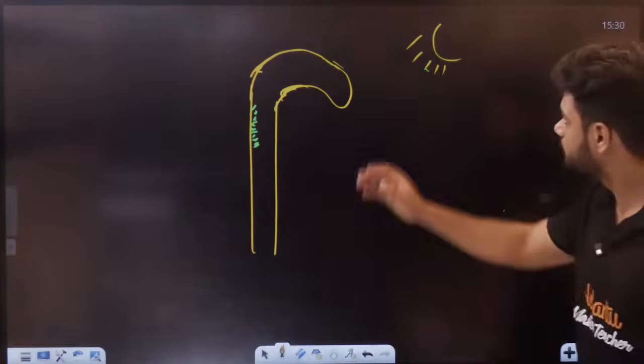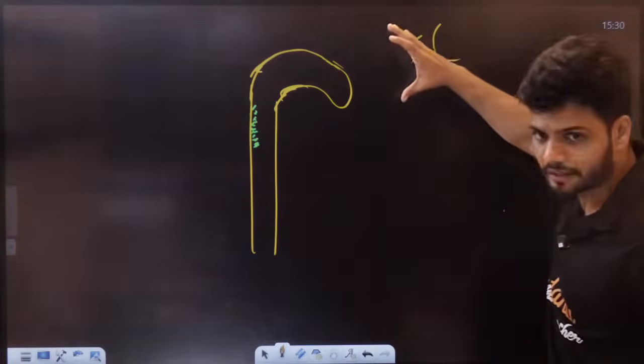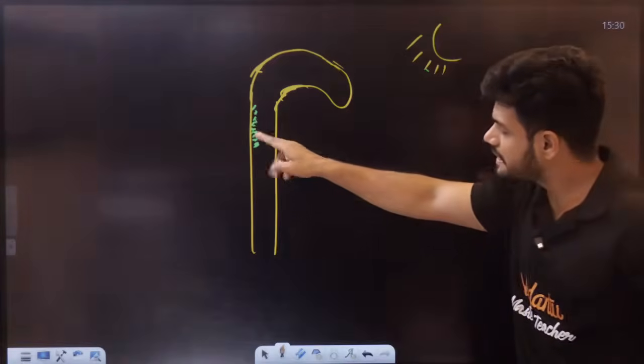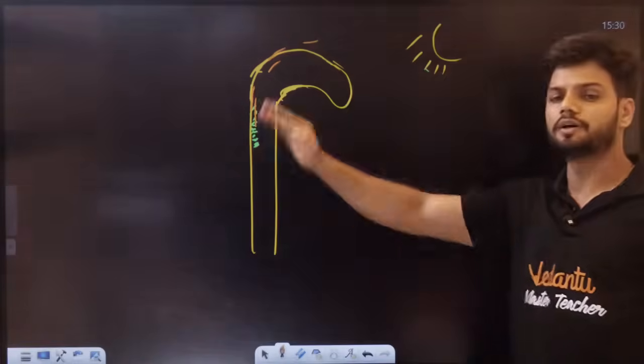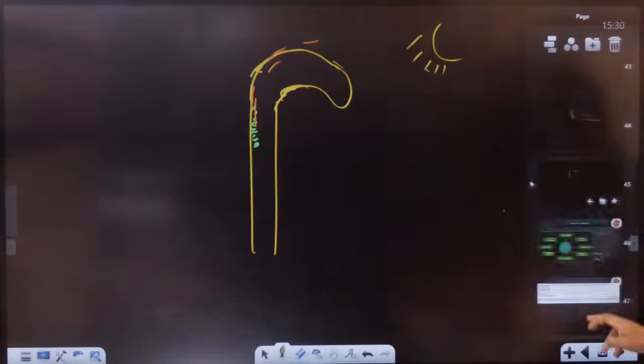Now look at what is happening here. Sunlight is coming from here. So this side will grow more and more, and you can see the bending, the entire curvature here.